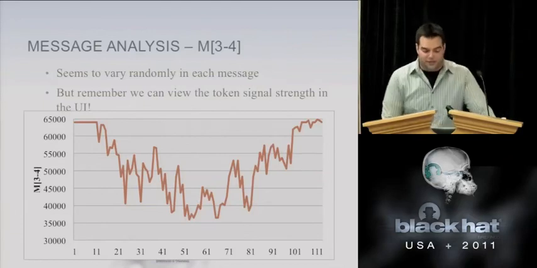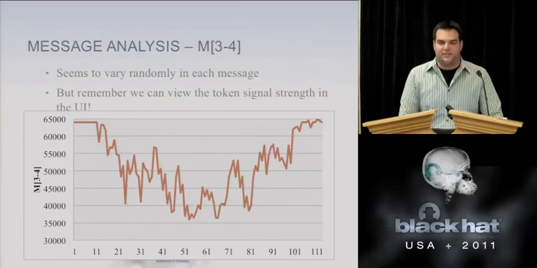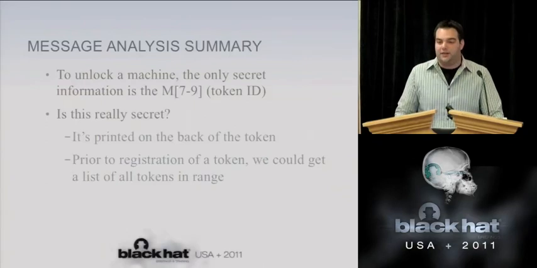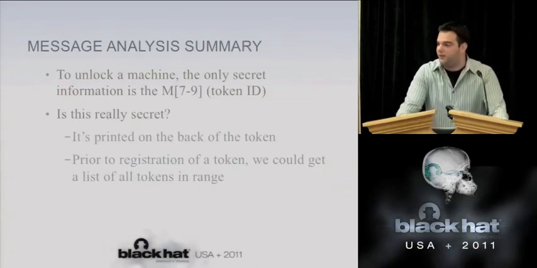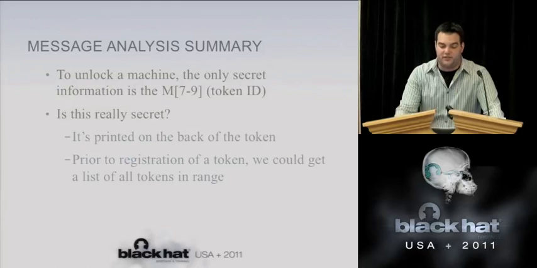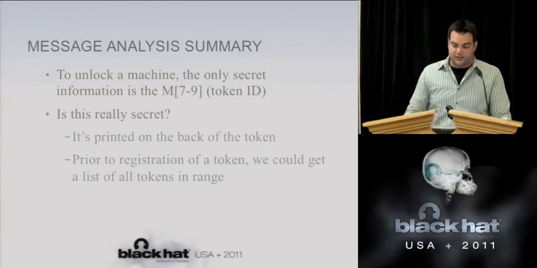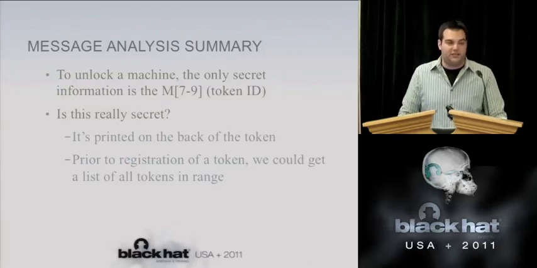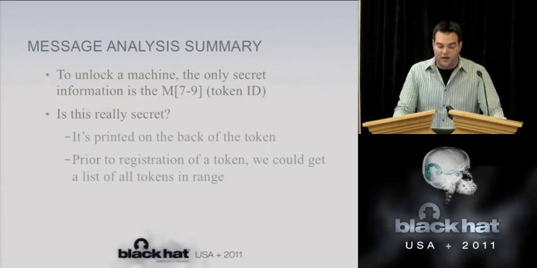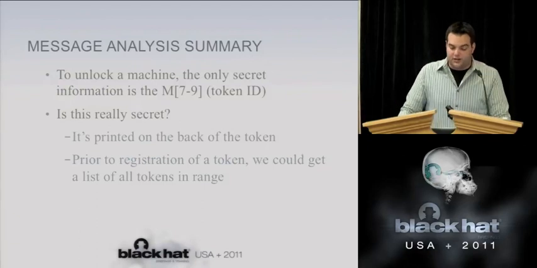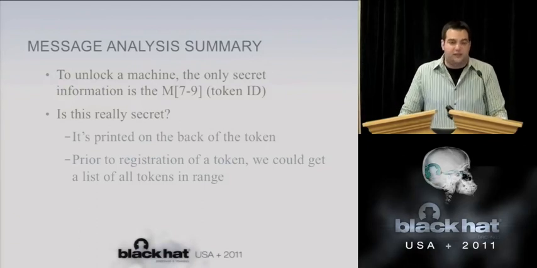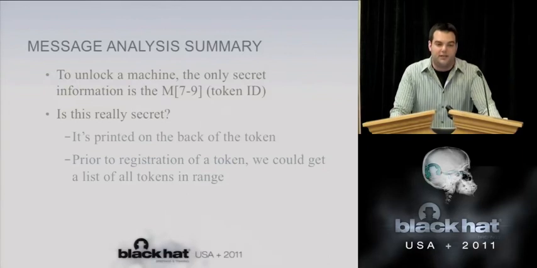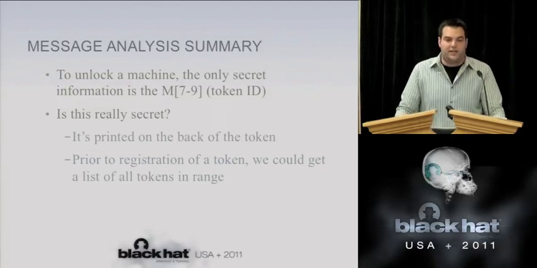So now there are no more bytes left in these packets. There's really nothing else here, so we're in the exact same situation we were in before. Sure, we have a generic receiver, but these tokens are just being sent, and that's all that's really being done to unlock the host. We know bytes 7 through 9 are the token ID, and the question becomes, this is now our new secret: the serial identifier that's printed on the back of the token.